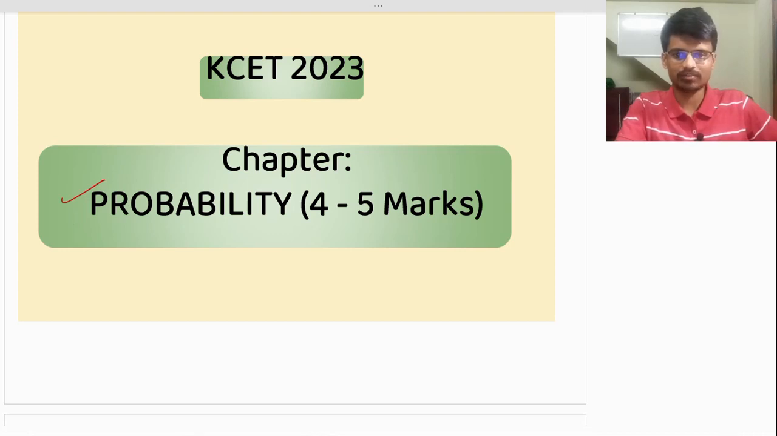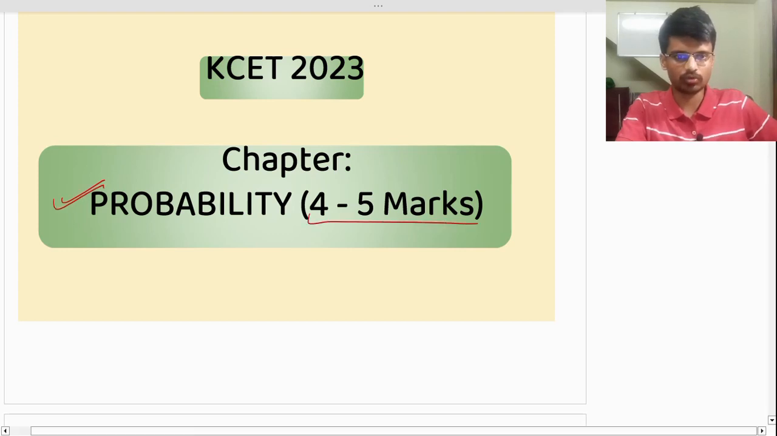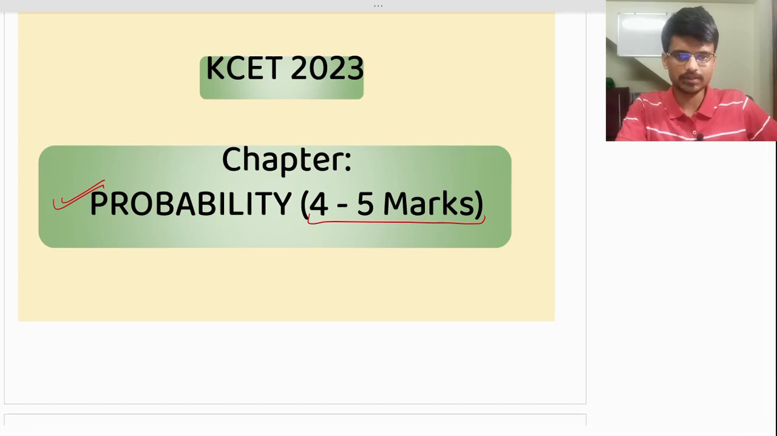Okay, so today we have got the probability chapter. From this chapter you can expect 4 to 5 marks, and this is a scoring chapter. Easy questions come from this chapter.